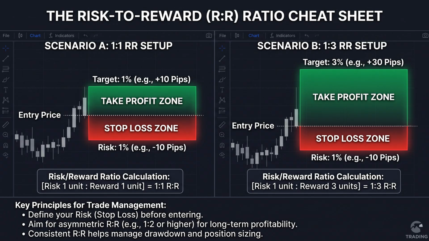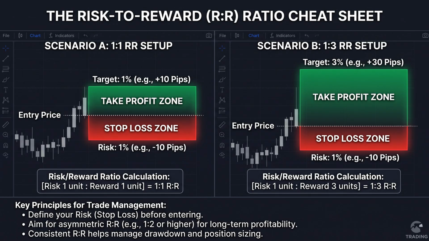Visually, you can see that the take-profit zone is 3 times larger than the stop-loss zone. This allows a trader to make 3 units of reward for every 1 unit of risk undertaken, meaning you could lose multiple trades and still be profitable with just 1 win.